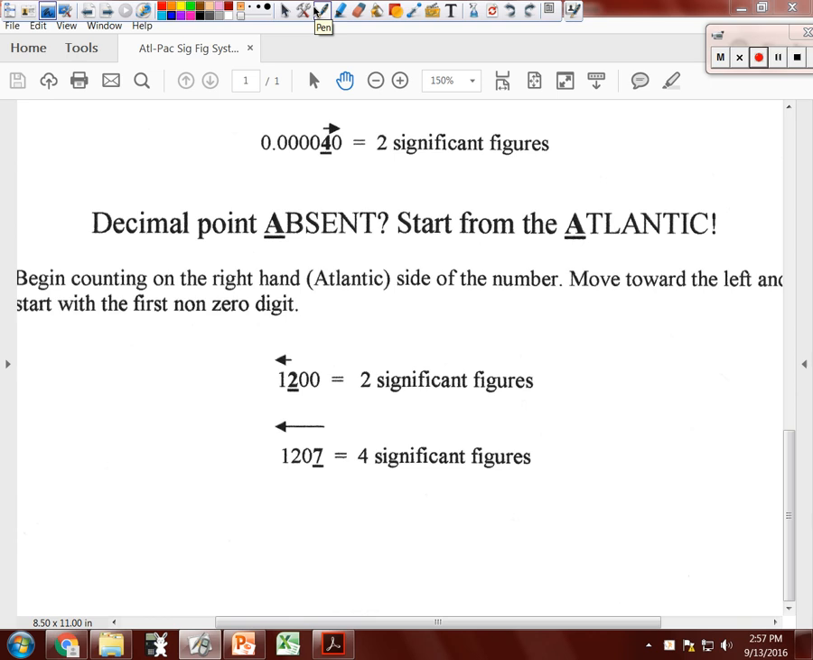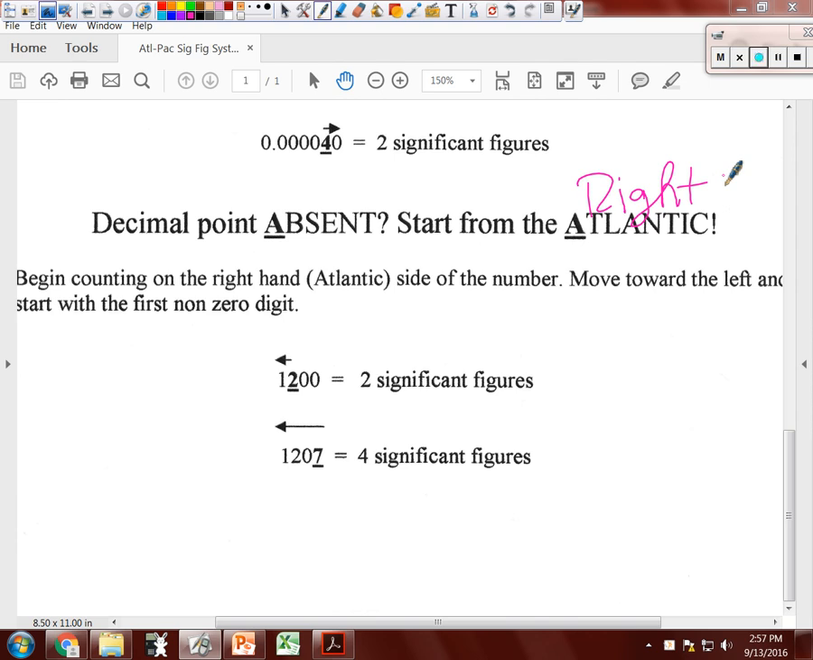All right, so here's the follow-up question. What happens if that little dot that I said you find with your eyeballs disappears? Okay, so this is the deal. If it disappears, it's the same concept. The rules just kind of flip themselves over. So if the decimal point is absent, we're going to start on the Atlantic side, which is what side of the value? We're going to start on the right-hand side this time. So it's the same concept. We just flip everything over.